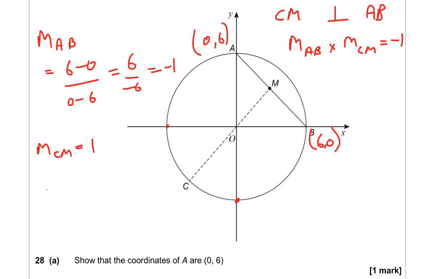Good. Now we've got to find the point M. So M is the midpoint of AB.